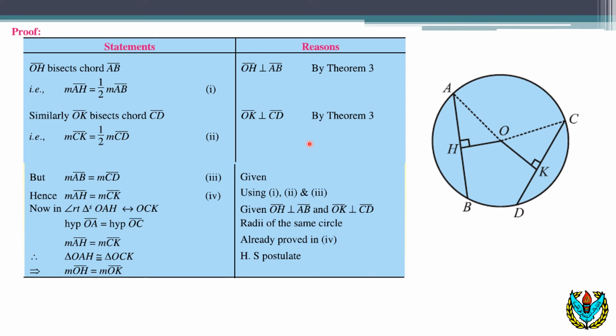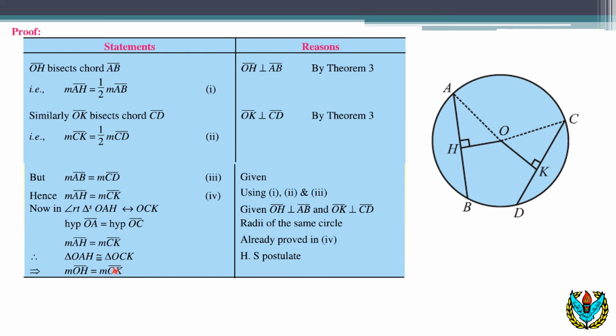I'll repeat that you don't have to write by theorem 3. You'll write the statement of theorem 3. I have highlighted it. You'll write here perpendicular drawn from center bisects the chord. Perpendicular drawn from center will bisect the chord. OH is perpendicular to AB. AH is the half of AB. OK is perpendicular to CD. CK is the half of CD. These two halves are also equal, as AB is congruent to CD. Their halves AH and CK will be equal.